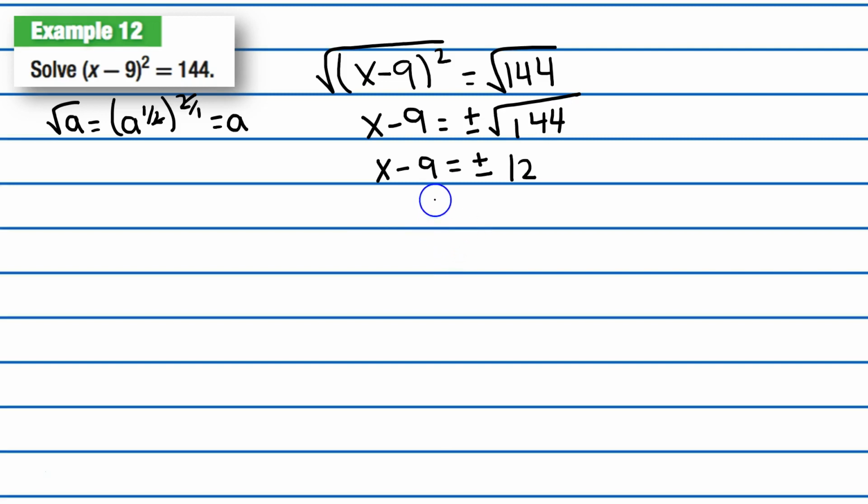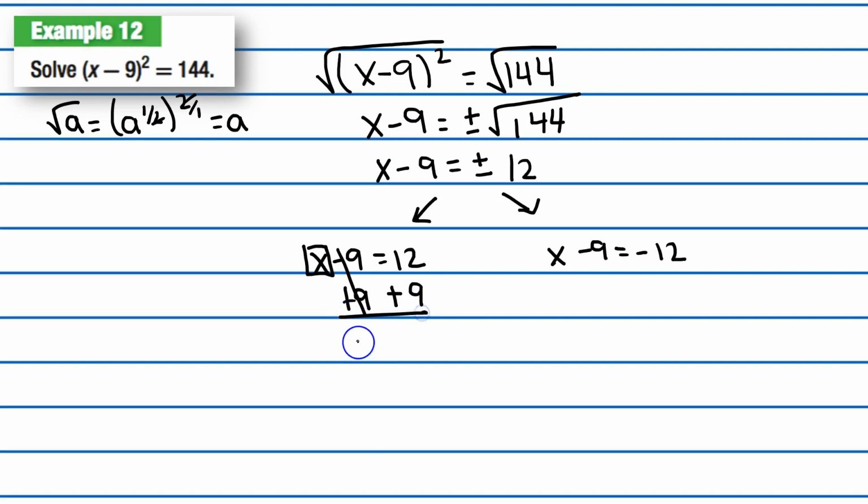Alright, so now I'm going to show my two different solutions. We have x minus 9, which is equal to 12, and x minus 9, which is equal to negative 12. I'm going to go ahead and box my x because I want to find out what x equals. Opposite of minus 9 is plus 9. Whatever I do to one side, I have to do to the other side. X is equal to 21.